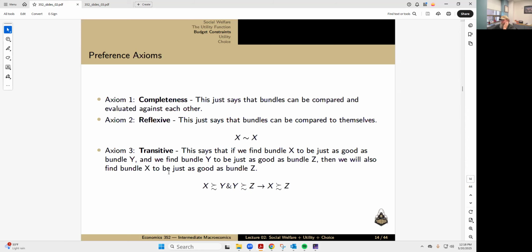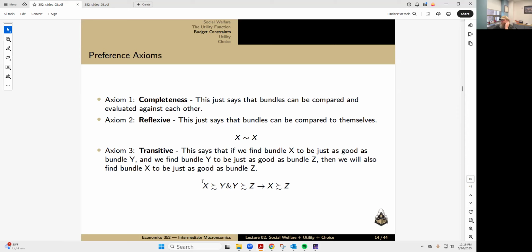We have some axioms in microtheory that are particularly important. The completeness axiom just says that we can actually compare bundles to each other, which is important for us. So the idea is that we're comparing apples to apples, and we're not trying to compare apples to oranges. The second axiom, the reflexive axiom, just means that we are indifferent between the same bundle. So bundle X is indifferent to bundle X. That's more of a mathematical principle. If we didn't assume that, we would allow for some very funky looking utility functions. And so assuming that makes our utility functions a little bit simpler.